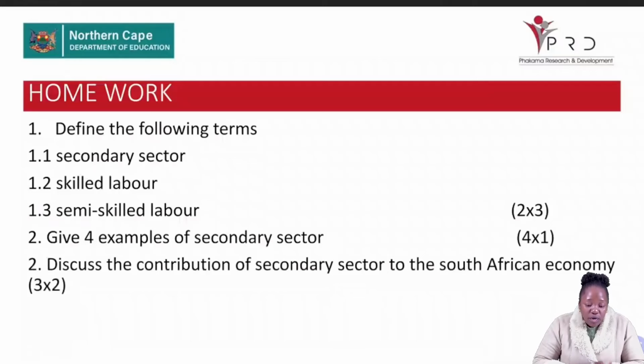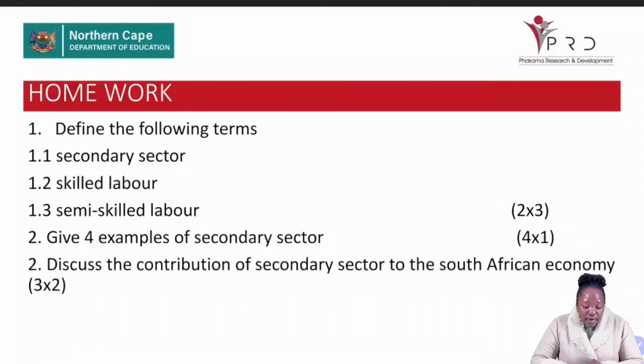So the first question, you need to define the following terms: the secondary sector, the skilled labor, the semi-skilled. And remember, in geography, each and every definition gives you 2 marks. Hence, it is 2 marks times 3, which means it's 6 marks. Then question number 2 says, give 4 examples of the secondary sector. We have learned about the 4 examples of the secondary sector. You are not explaining them. You are just giving the examples.